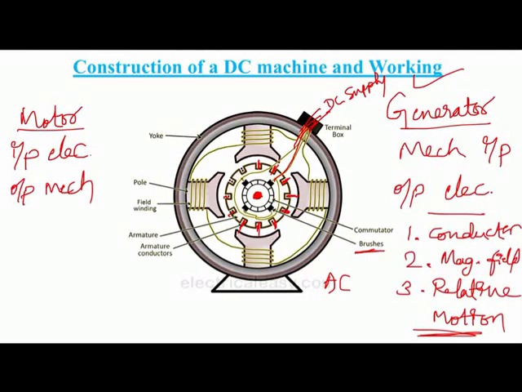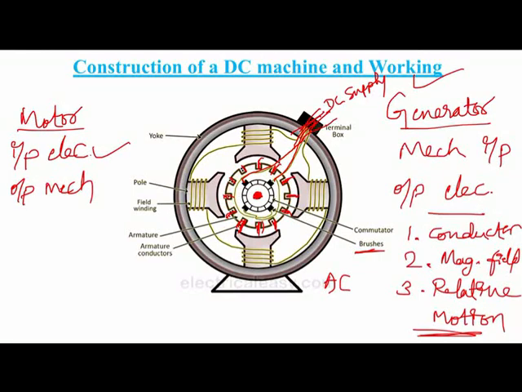So the input is electrical. We will directly give the electrical supply to the brushes. Through the brushes, it will go through the commutator to the conductors present in the slots of the armature. Initially the armature is stationary, right? The shaft is connected to the turbine. We need to rotate this, that is the mechanical energy. So we give electrical energy to the armature conductors through the brushes and commutator, and again a separate DC supply should be given to the field winding to generate the magnetic field.